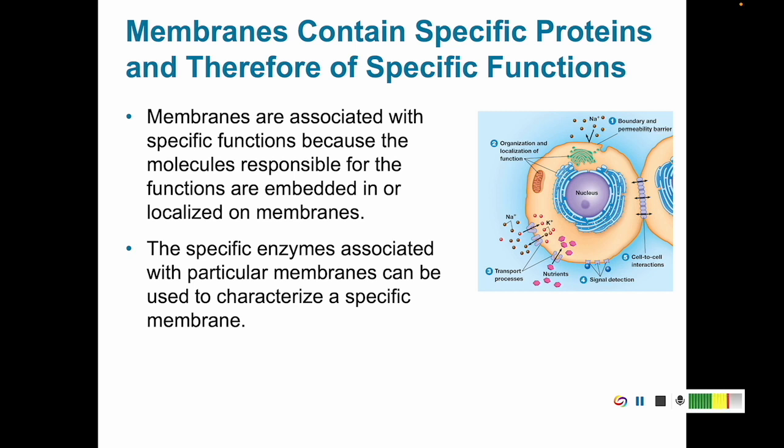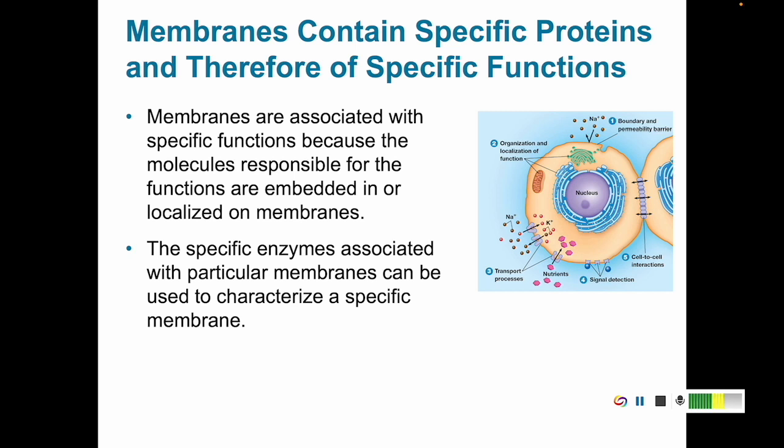The reason membranes have these different jobs is because the proteins that carry out those jobs are embedded in the membranes. So it is able to control transport because it has transport proteins. It's able to do signal detection because it has molecules for signal detection. It's able to interact with other cells because it has the molecules to interact with other cells. Those molecules that do those jobs are embedded within the membranes.